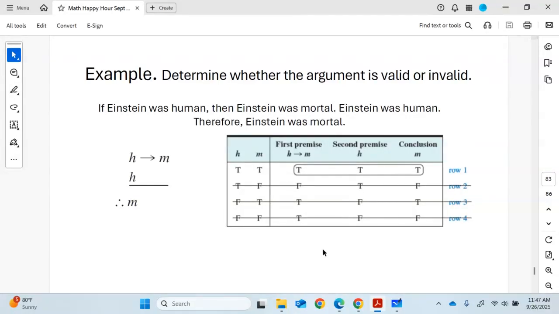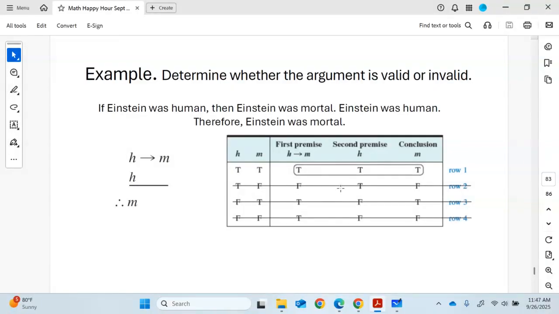identify all of the rows in which my premises are all true. So my first premise, my second premise, will notice that only the first row has true and true. The second row has false, true, so not both of them are true. True, false, not both of them are true. And true, false again, so not both of them are true. I needed both of them to be true.